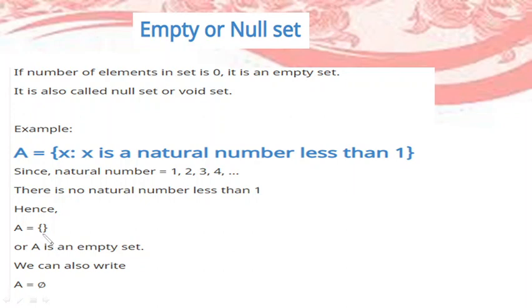And how do we write the empty set? We can write these two curly braces, or simply we can use this symbol which is known as phi. We call it empty set.